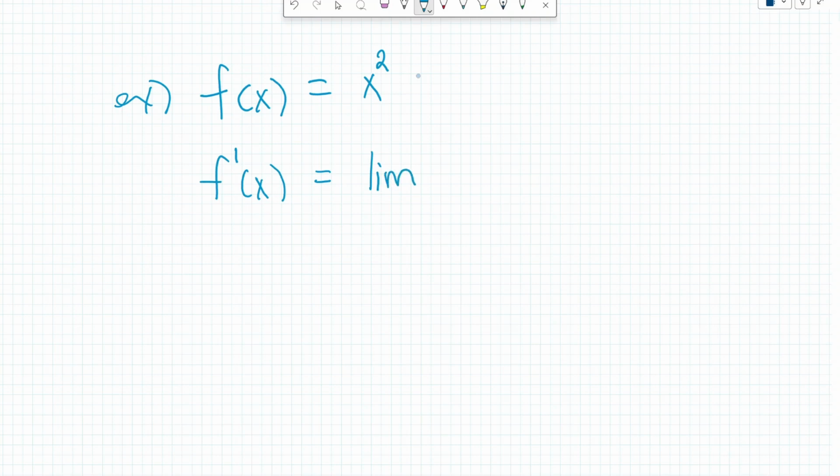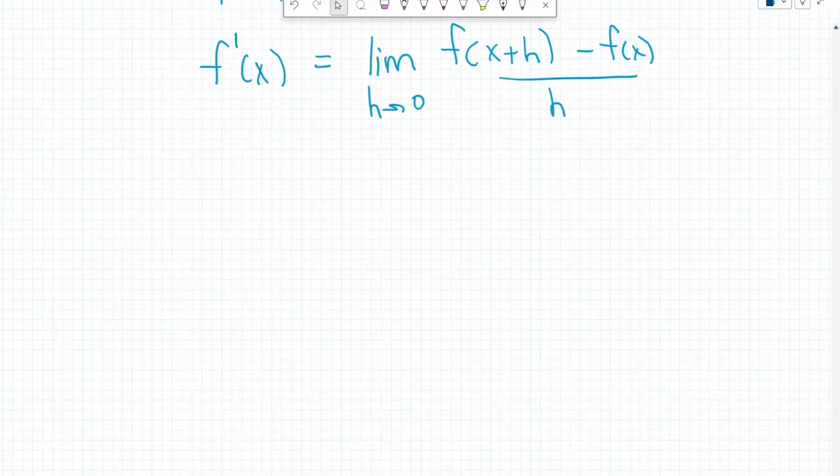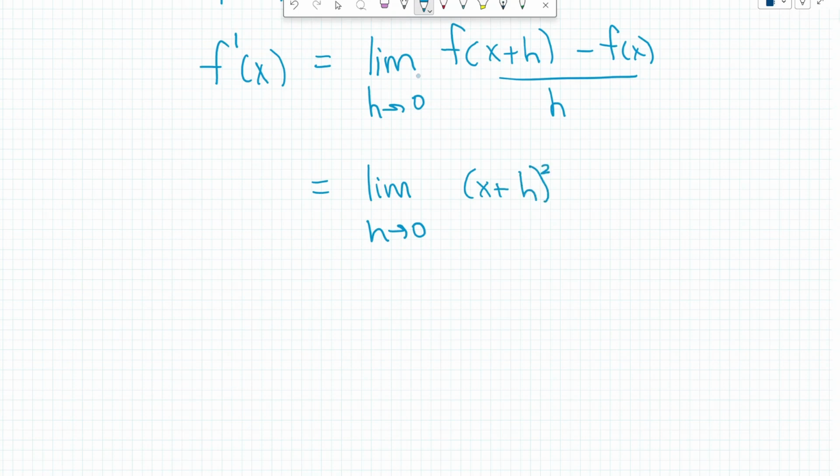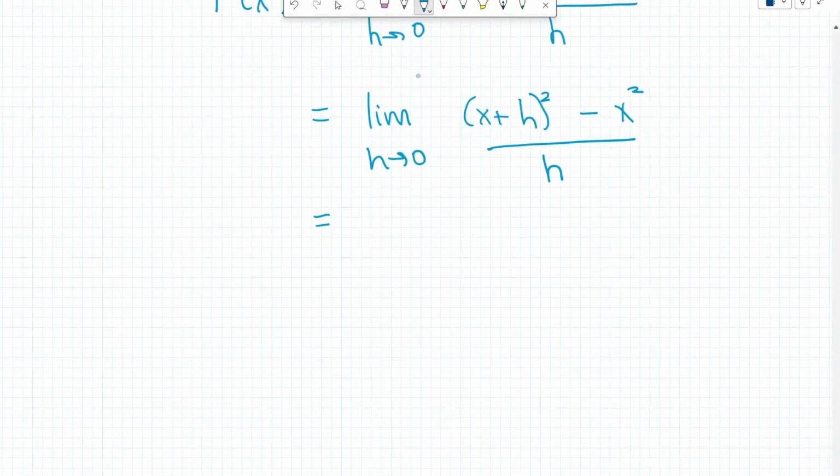So we have the limit as h goes to 0 of f of x plus h minus f of x all over h. And our f of x equals x squared. So let's input that in. So this equals the limit as h goes to 0 of (x plus h) all squared minus x squared over h. We now want to expand this and then simplify it to see what we get.